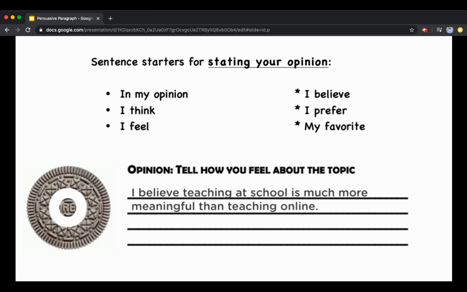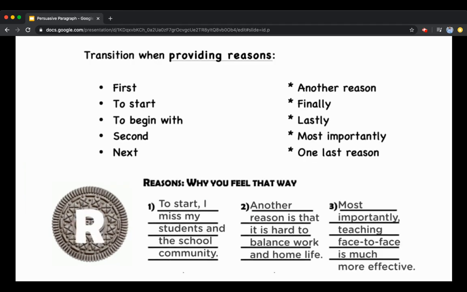I am going to give an example of a paragraph, and my topic was, do I prefer teaching at school or teaching at home? Okay, here is my opinion. This is how I feel about that topic. I'm going to use one of my sentence starters. I believe teaching at school is much more meaningful than teaching online. And to support that opinion, I am going to provide some reasons.